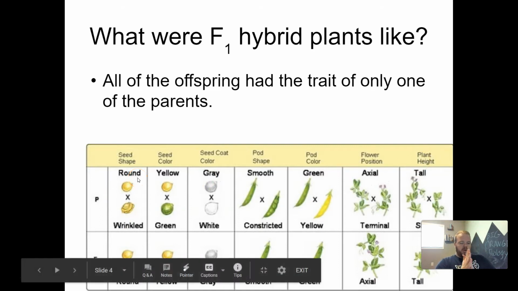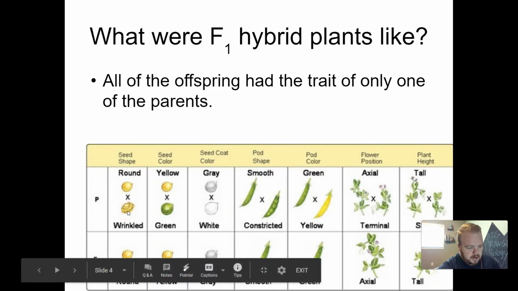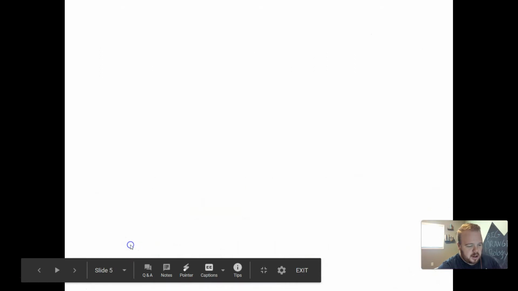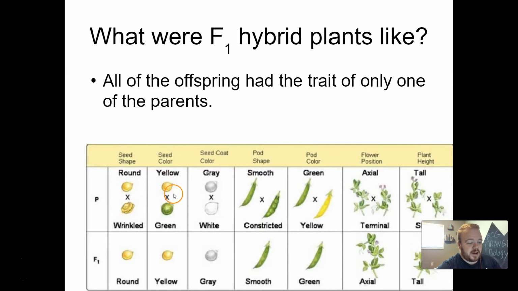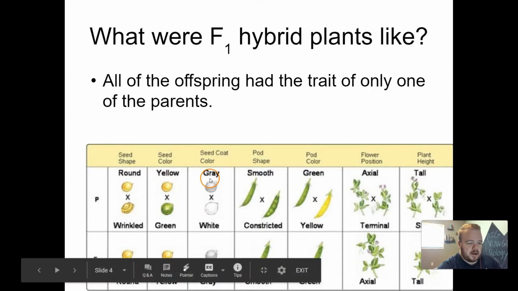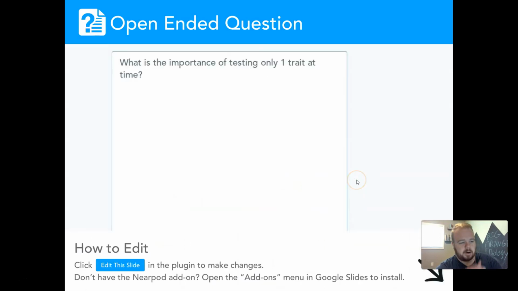Now, as he was studying these traits, he found out pretty quickly that when you took a round and wrinkled seed shaped pea plant, you produced all round offspring. Seed color, you mix yellow and green, you got all yellow. When you mixed seed coat color, which is the thing that coats the seed, you got gray and white, then that produced gray. And he noticed this trend.